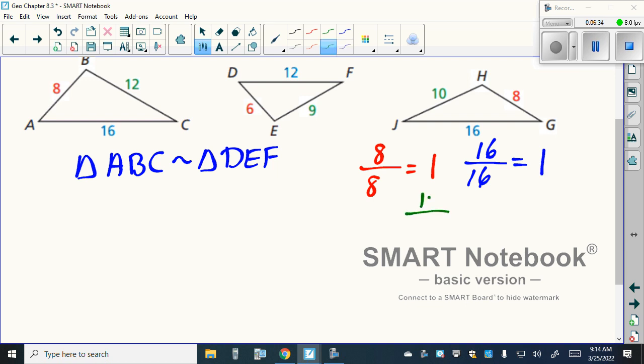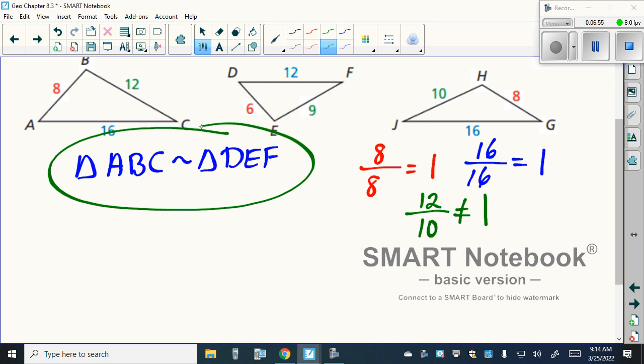Another side length in ABC is 12. This does not reduce to 1, yes? So are they similar? No. And again, it's good to check all three just to make sure they don't do that. So those two triangles are not similar. Questions on this here?